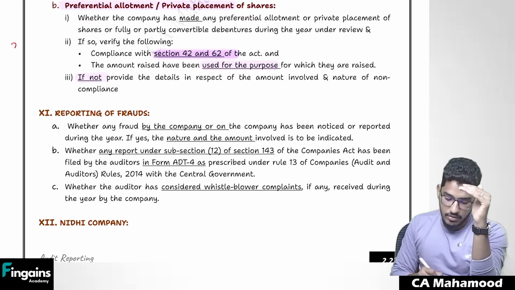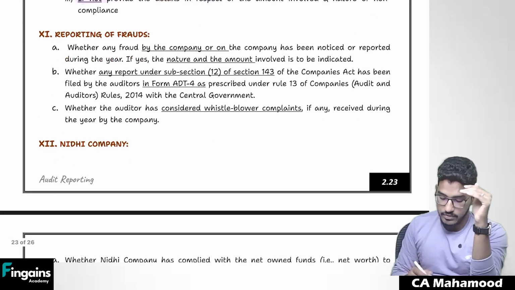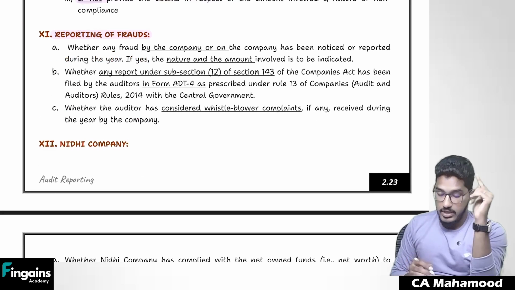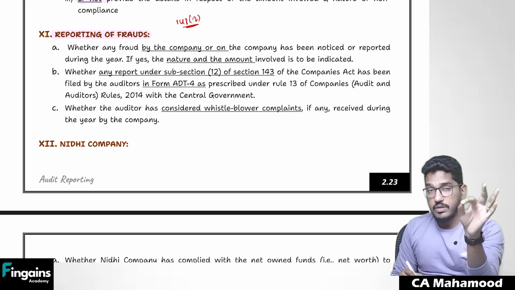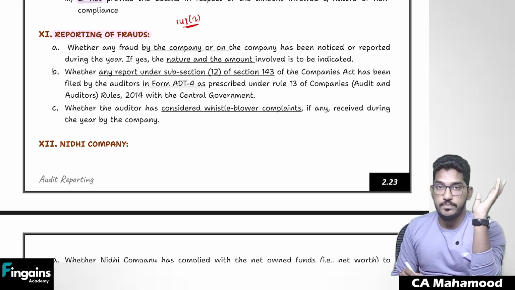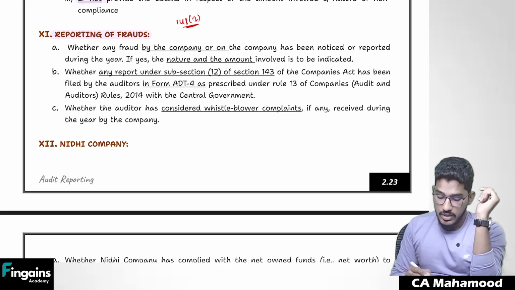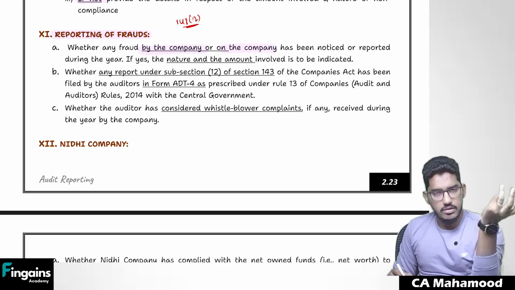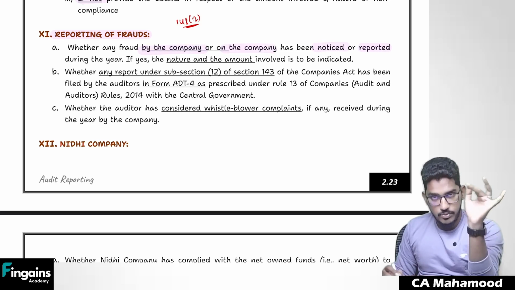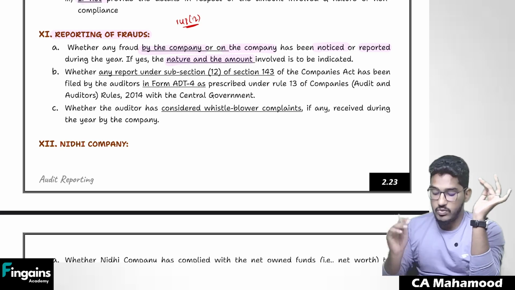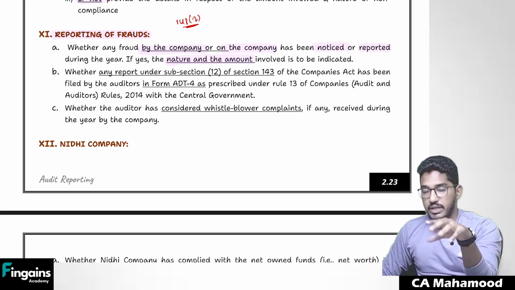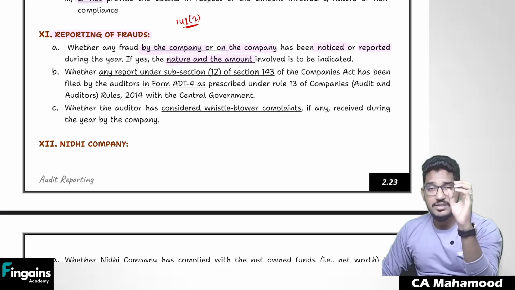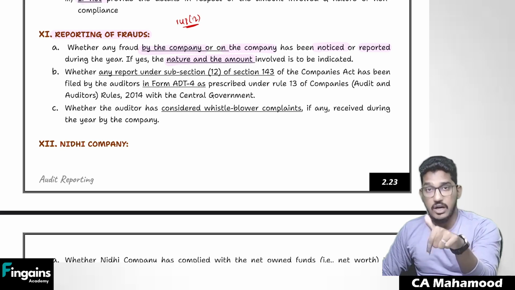Clear? How many are we done? Out of 21, 10 we are done. Now, the 21st one: reporting of frauds. We have already seen reporting requirements under section 143 subsection 12. In addition to that, you are also required to report on frauds in CARO. So in CARO, what do I have to report? Let us see whether any fraud by the company or on the company has been noticed or reported during the year. If yes, I have to comment on the nature and amount involved in the fraud, in the CARO also.